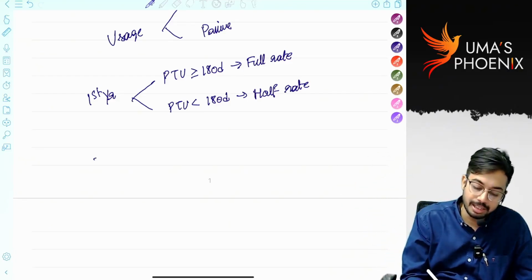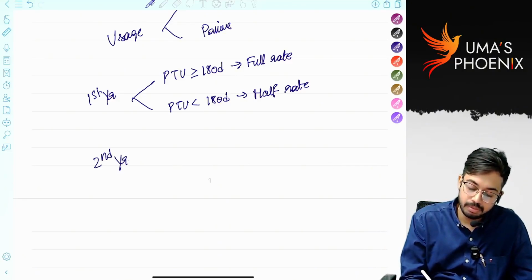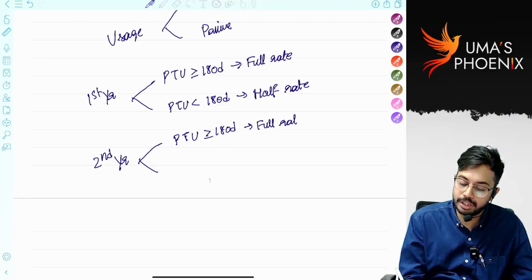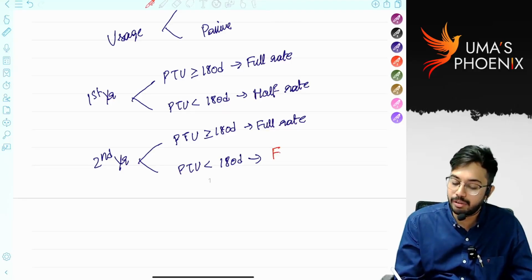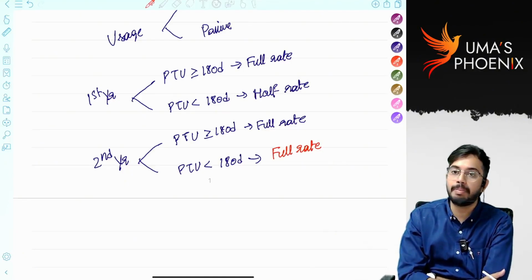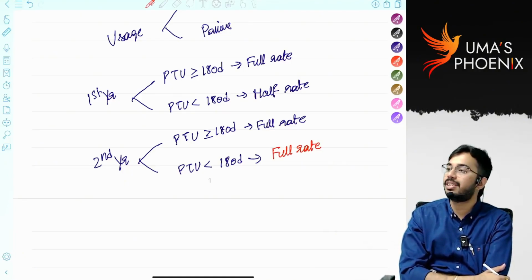That means what? Second year, asset is put to use for greater than 180 days, you will calculate the full rate of depreciation. Second year, asset is put to use for less than 180 days, still you will calculate the full rate of depreciation. Is it clear? That means the half rate of depreciation concept is applicable only in the first year. Are you able to understand? Is it clear?